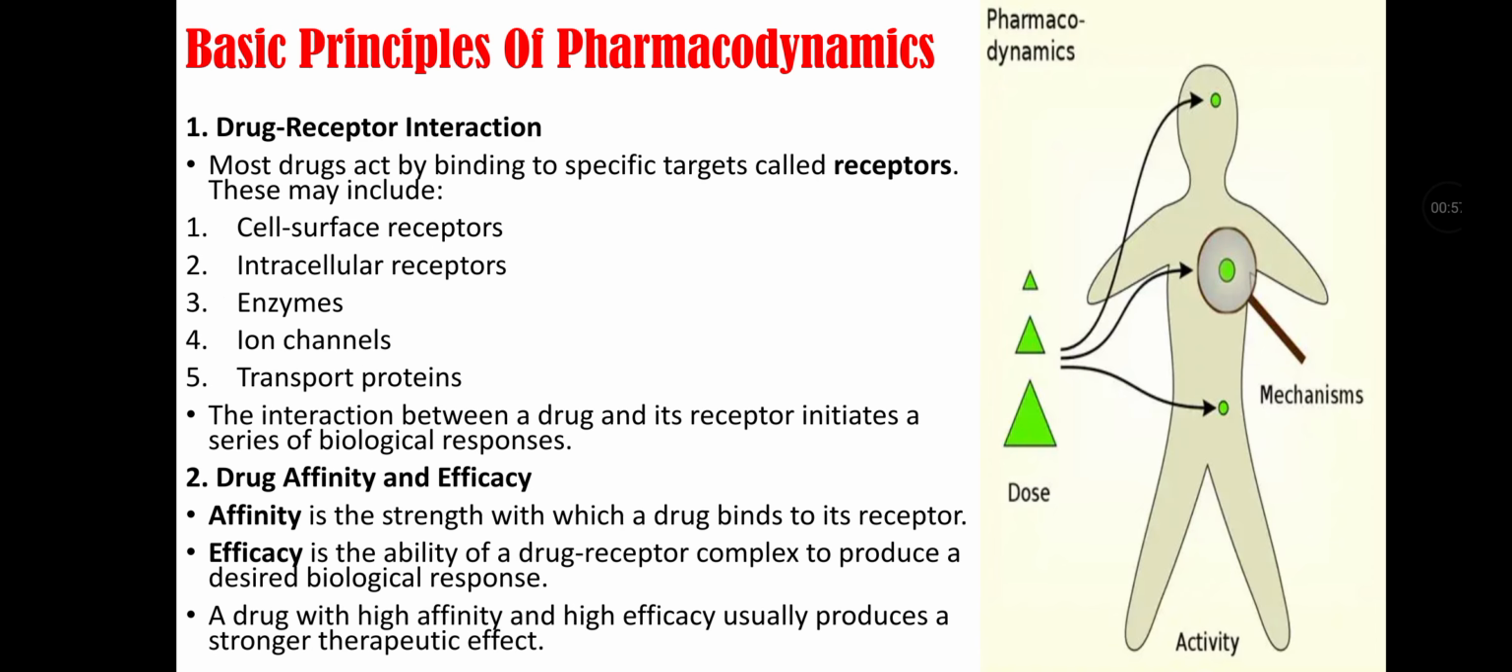Basic principles of pharmacodynamics: they include drug receptor interaction, where most drugs act by binding to specific targets called receptors. These may include cell surface receptors, intracellular receptors, enzymes, ion channels, and transport proteins. The interaction between a drug and receptor initiates a series of biological responses.